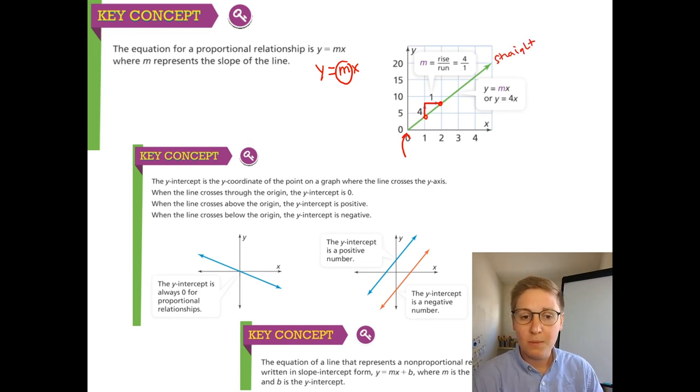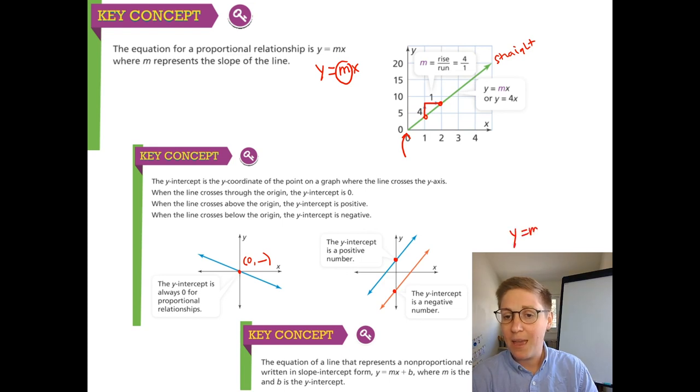We also talked about a y-intercept, which is always where x is 0. In this case, we have a y-intercept that's positive, and in this case, a y-intercept that's negative. We also talked about the equation y equals mx plus b as a linear relationship. It has a constant rate of change or slope and a y-intercept that sometimes is 0, but not always.